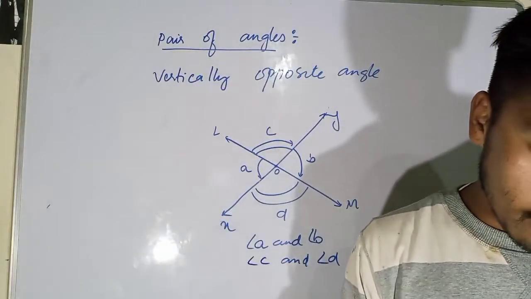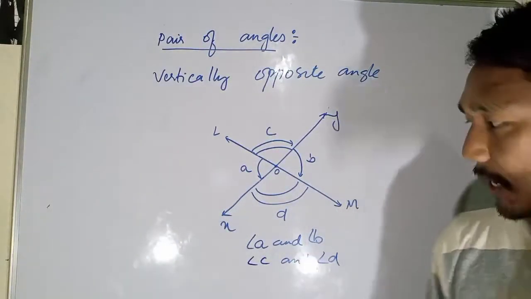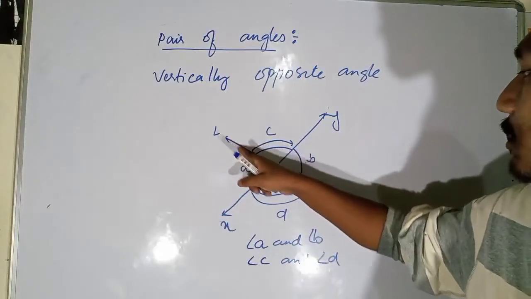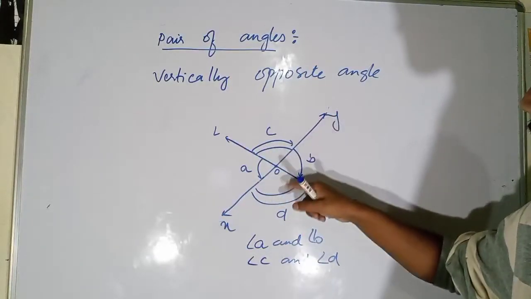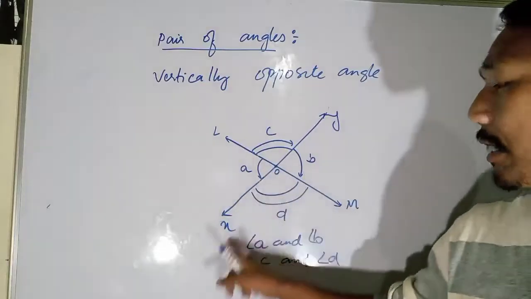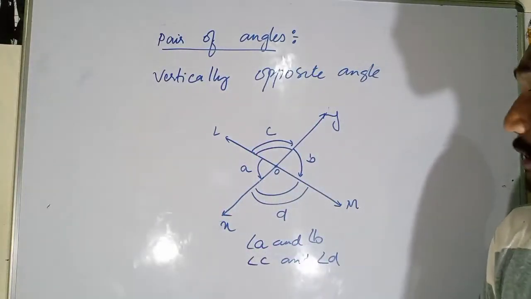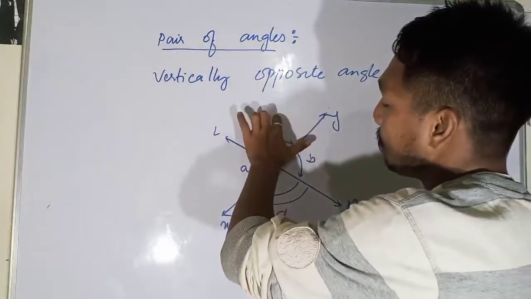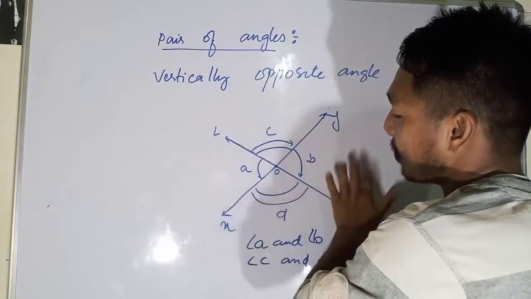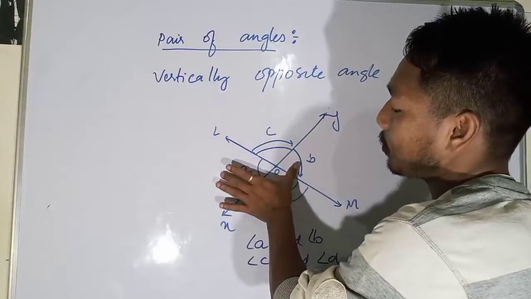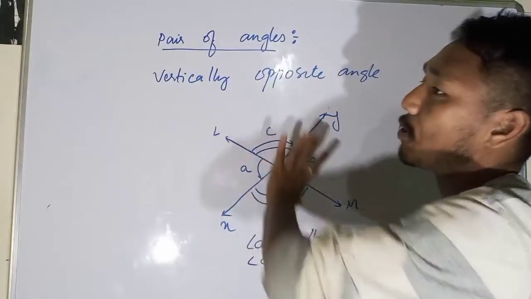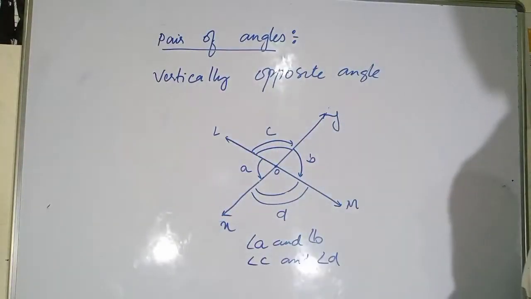You can also write angle A and angle B as LOY and MOX. Angle C and angle D are vertically opposite angles. These two are opposite, up and down, and these two, left and right, are opposite angles, also known as vertically opposite angles.